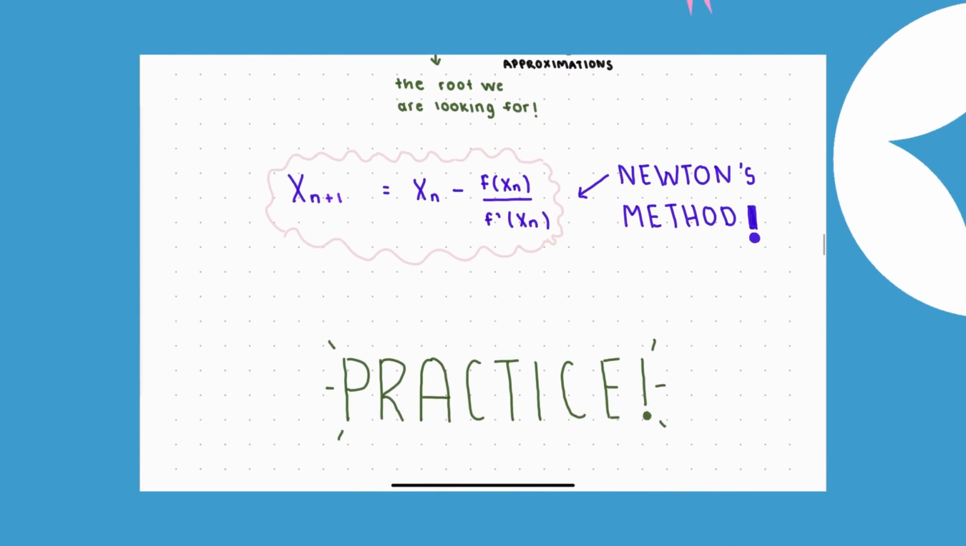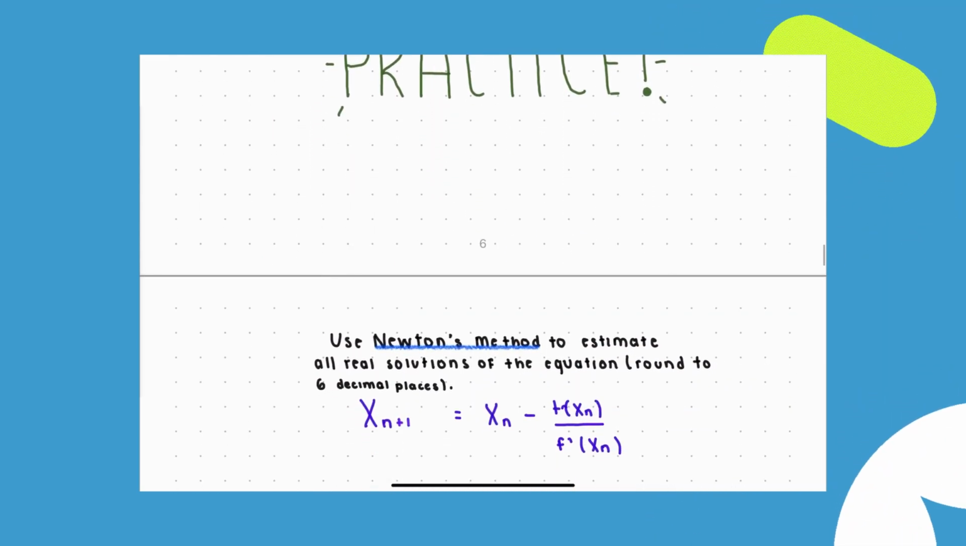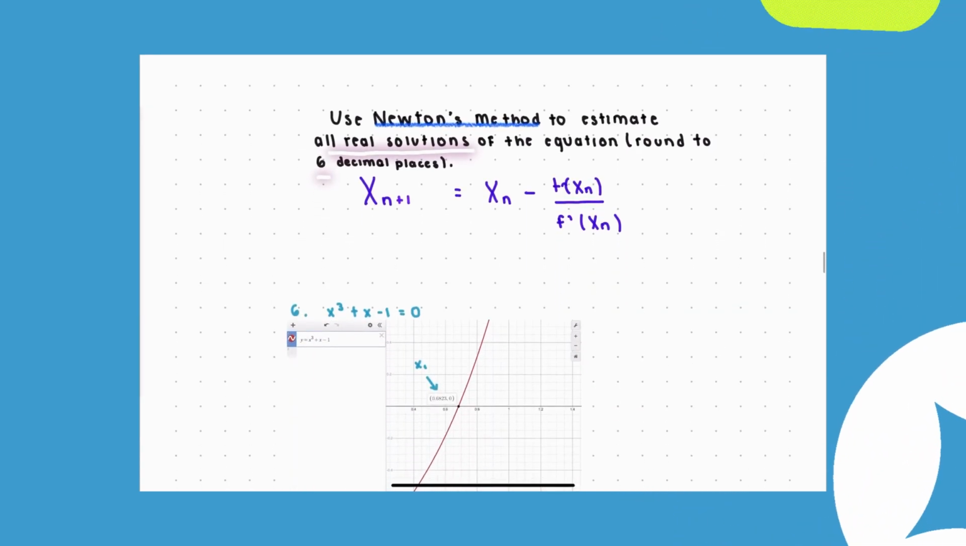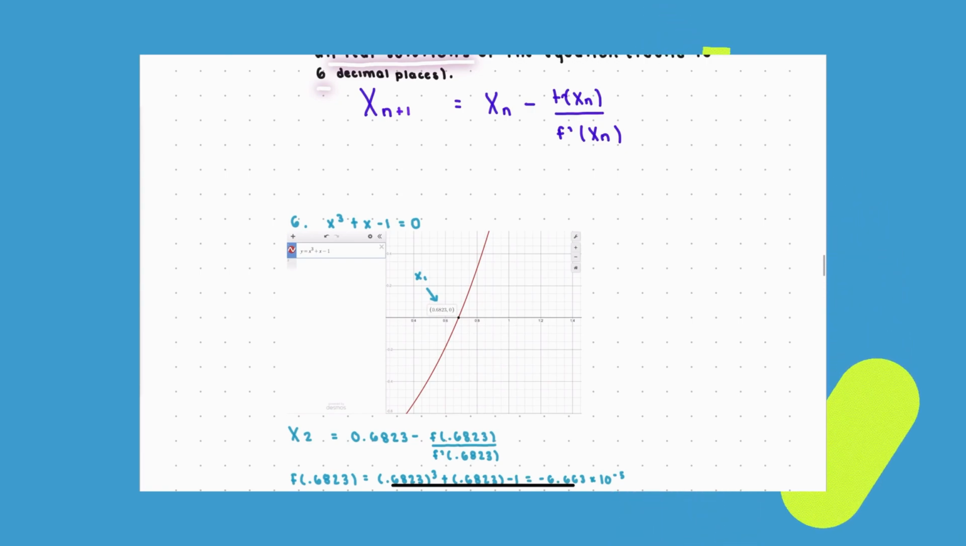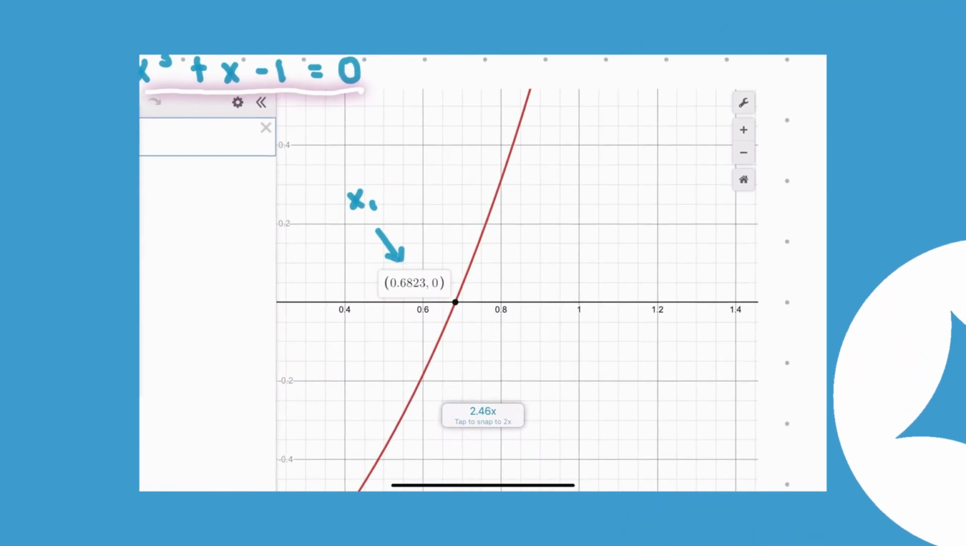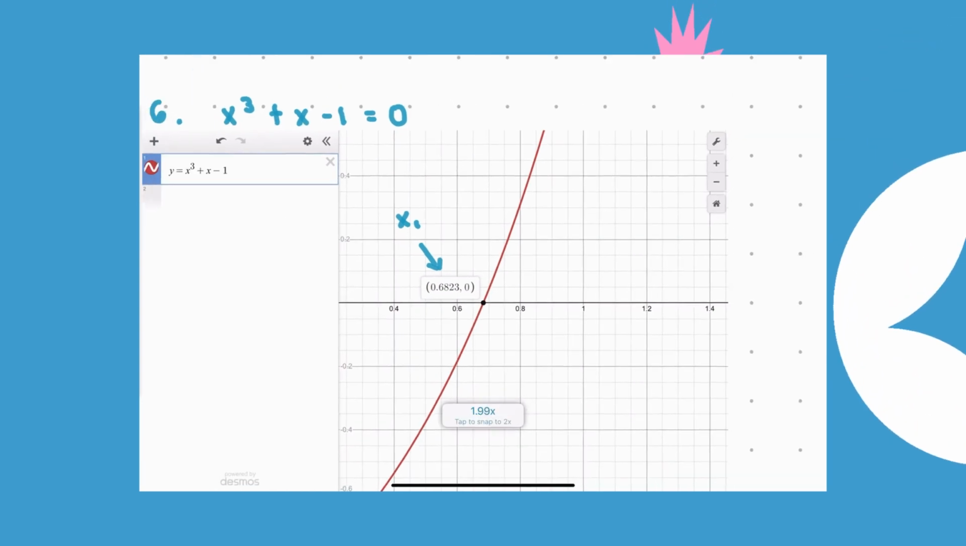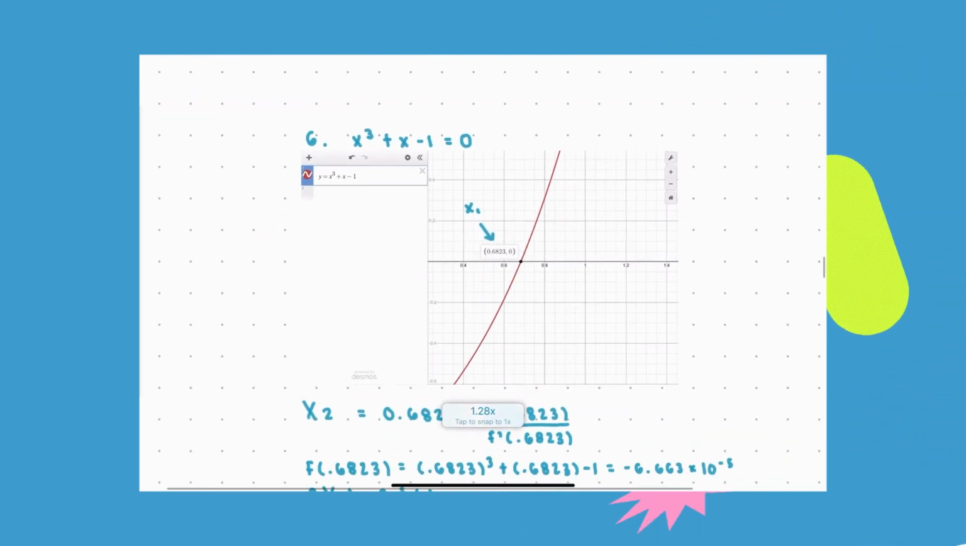So, for the next two problems, we will be using Newton's method to estimate all real solutions of the equation. We will be rounding to 6 decimal places. So, the first question is x cubed plus x minus 1 equals 0. And our first approximation or guess is 0.6823, which we found using Desmos by graphing this equation onto the app.